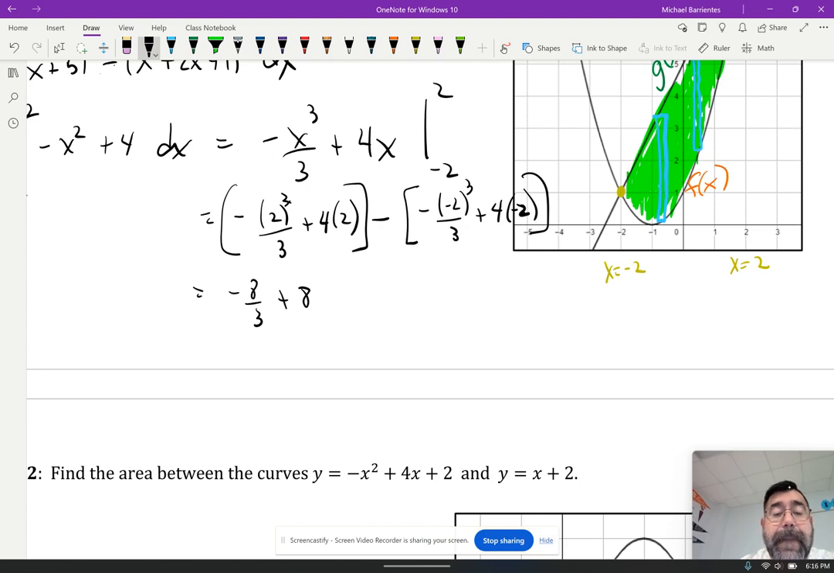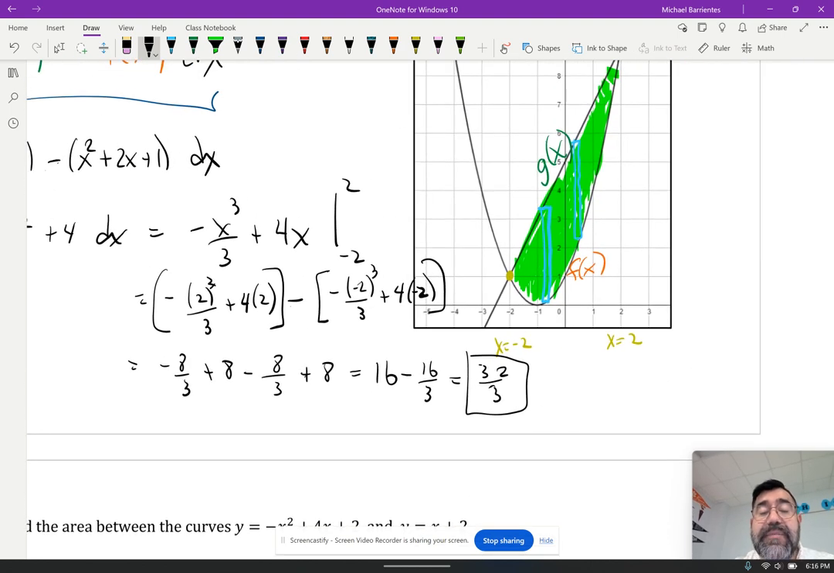And then this is negative 8 thirds plus 8. Here I have to be careful. Minus a minus, so that becomes positive. Negative 2 to the third power is negative 8, and the opposite of that would be positive 8. Oh, but I'm subtracting, so minus 8 thirds. And then this would be plus 8, be very careful, because it's subtracting a negative 8. So my final result would be 16 minus 16 thirds, or 32 thirds, and this is the exact area that's in between those two curves.